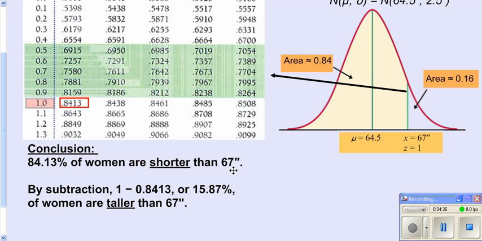Well, would we be able to figure out what percent of women are taller than 67 inches? Well, yes, we would. If we know that this area over here is 84.13, we want to know the area above. All we have to do is subtract from 1. Because, remember, the area underneath your curve is always 1 or 100%. So we go 1 minus what we had from the middle of our table A, and that gives us then a 0.1587, or if you move your decimal point over twice, you get your percent of 15.87% are taller.